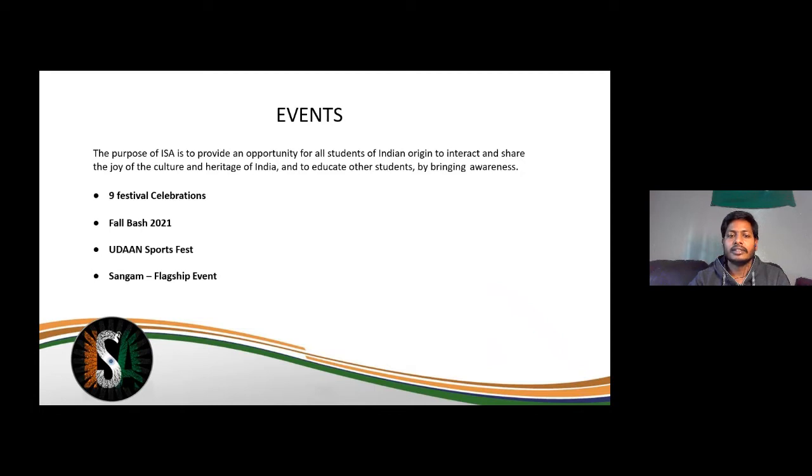So events: the purpose of ISA is to provide an opportunity for all the students of Indian origin to interact and share the joy of culture and heritage of India and to educate others by bringing awareness. We organize 9 festival celebrations around the 2 semesters, and we organize Fall Fest 2021, Udaan Sports Fest, and the flagship event is Sangam. Next slide.